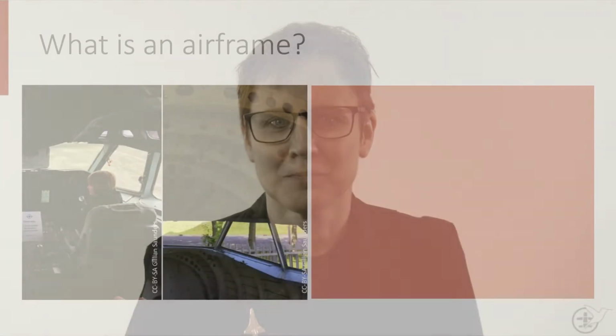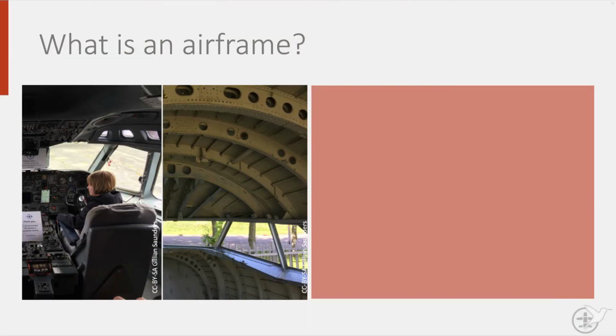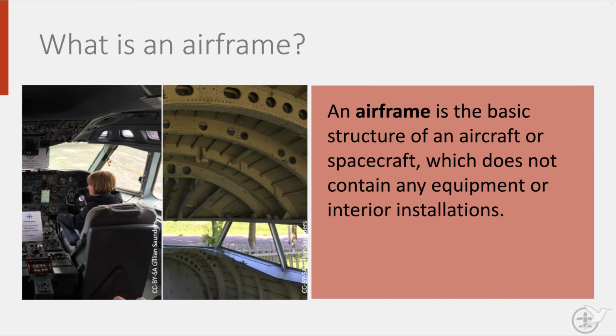Let me show you. If you look at the photo of the cockpit on the left, it appears as if the aircraft wall is quite thick. However, if we strip away all the equipment, you can see that the actual skeleton of the aircraft is really quite slender and thin. What you see in the second picture here is what we call an airframe. That is an aircraft or spacecraft without installed equipment and furnishings, just its bare structural skin and bones.